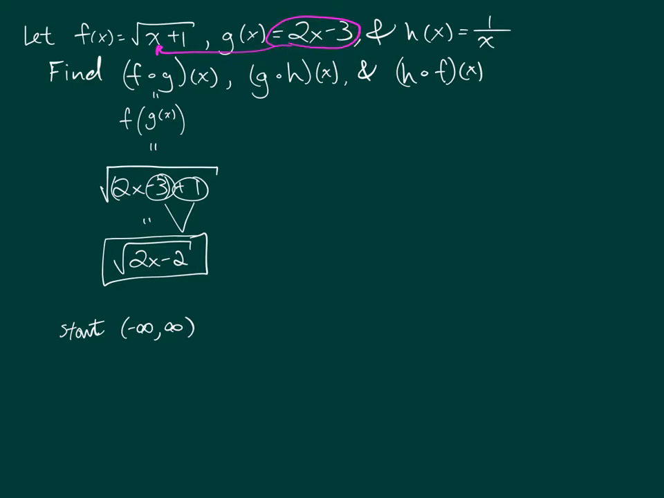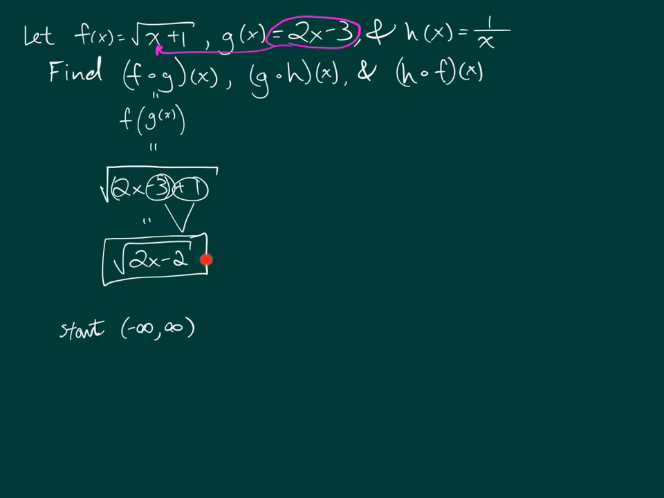But say, for example, I want to put in 0. 0 works here. 2 times 0 is 0, minus 3. This is negative 3. So g of 0 is negative 3. But if I take negative 3 and put it in here, negative 3 plus 1 is negative 2. You can't take the square root of a negative number, not when we are evaluating functions. So what is the domain? Well, we just figured out it can't be 0.